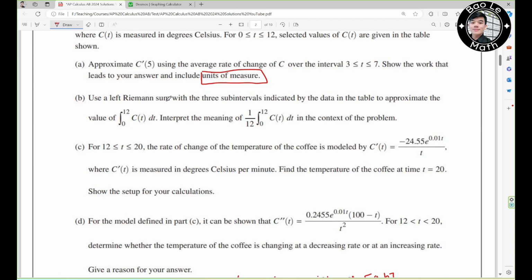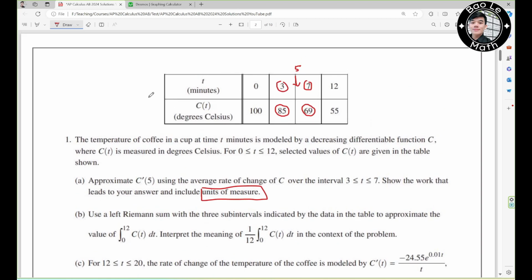Use a left Riemann sum with 3 subintervals indicated by the data in the table to approximate the value of the integral from 0 to 12 of C of t dt. Alright, so we look at this one. 3 intervals and left Riemann sums. Find the delta t right here: delta t equals 3 for this one, 4, and 5 for this one. Now the left Riemann sum uses C of 0 equals 100, 85 and 69.